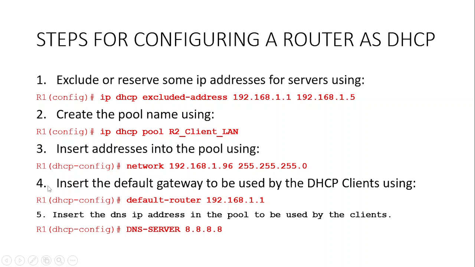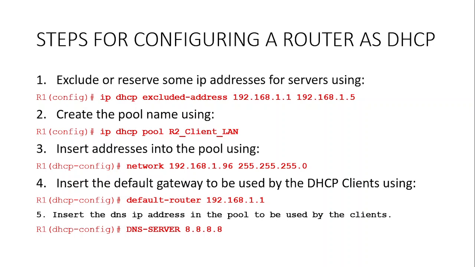Then step 4, insert the default gateway to be used by the DHCP client using this command, default router. Then you put the gateway address. Normally the gateway address is the IP address we configure on our DHCP server.